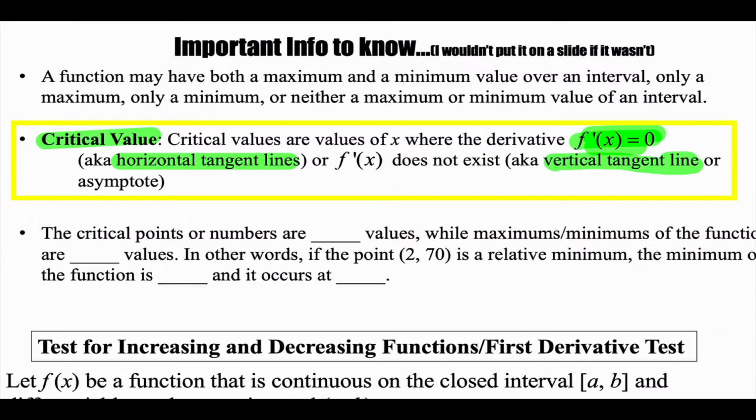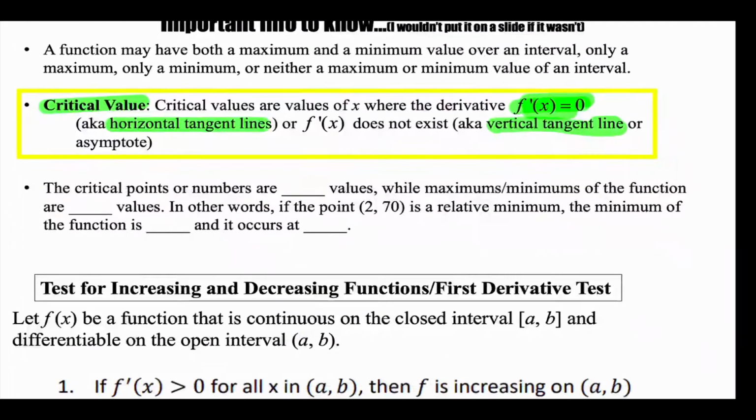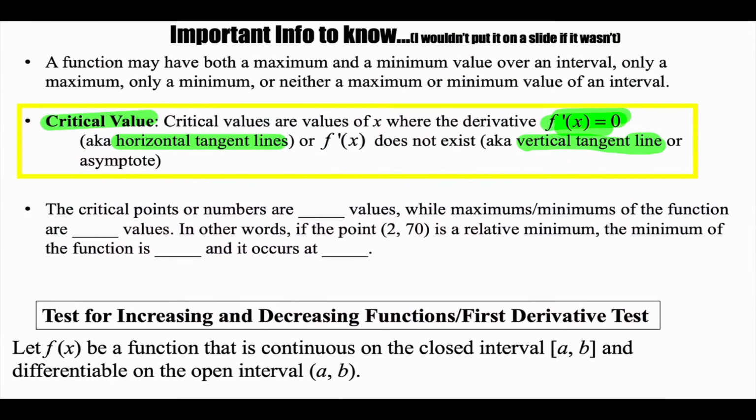Okay, so little sentence frame here. A little fill in the blank. The critical points or numbers. So when we find critical values, they're x values. If we were to find critical values, which we're going to do here in about 3 minutes, those are the x values. But maximum and minimums are the y values. So if they're asking you for a maximum or minimum, you don't want the x, you want the y.